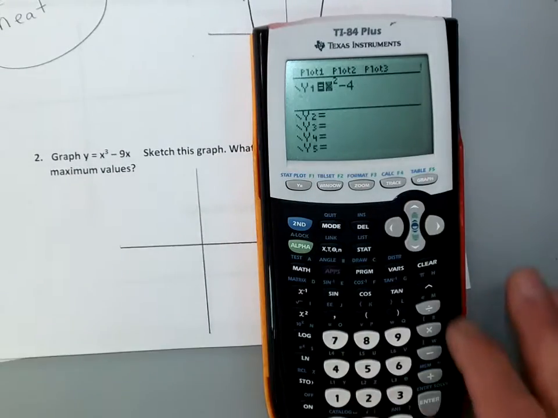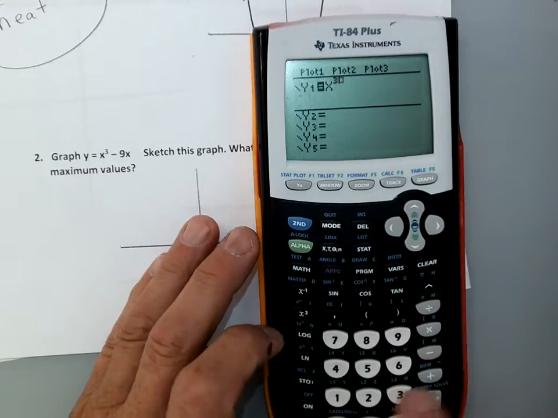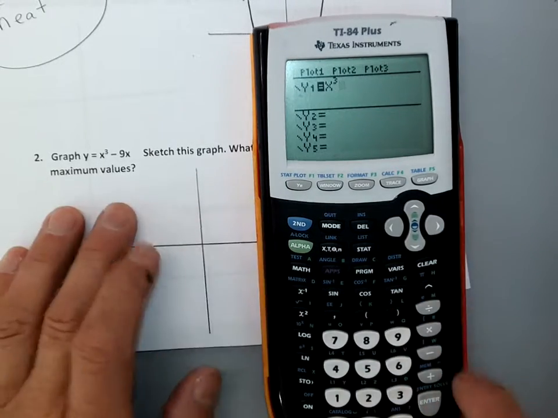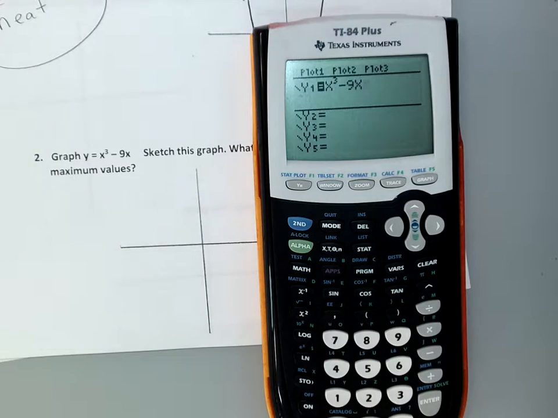So sketch this graph, all right? Y equals, clear that out. I'm going to put in x to the 3rd power, subtract 9x, okay? And to the power of, that's that button right there. If you want to go to the power of, it's that button right there. So I've got x to the 3rd power, subtract 9x.